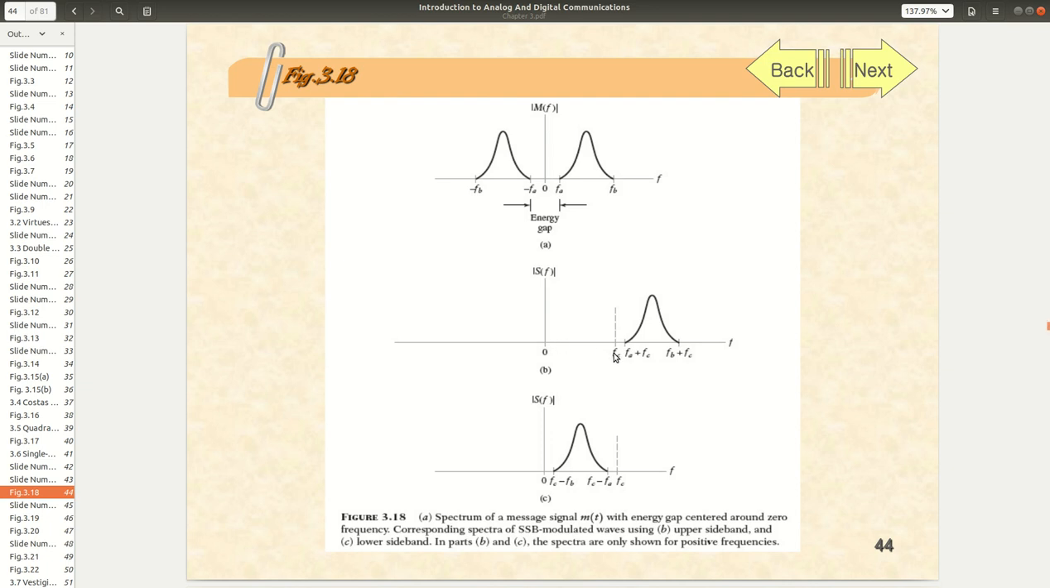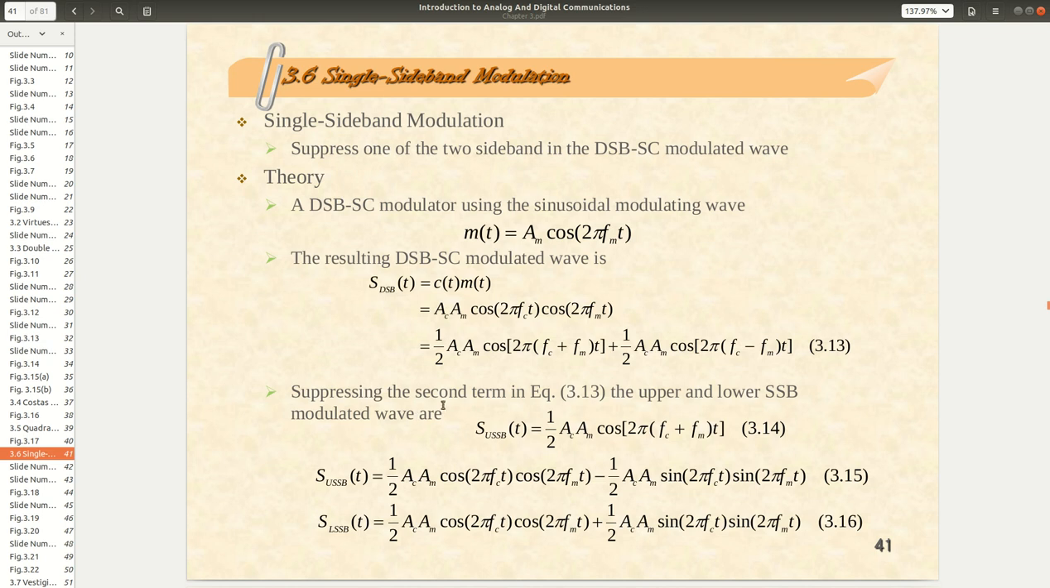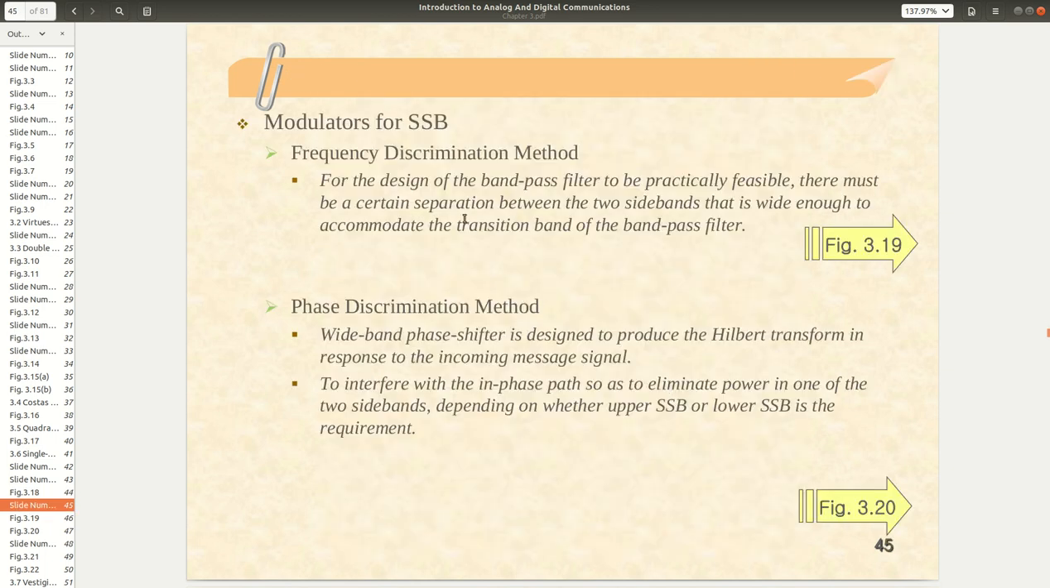Then I will just use a filter around the upper side to suppress the signal. Here we said we will suppress one side of them. So how can I suppress one side? By using a filter around the upper side or around the lower side, then I will get the other type. So the other side will be removed. So this is what is happening here. Now this is the modulator for the single sideband.